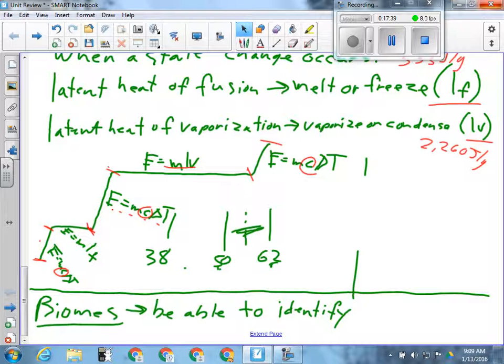Yep, the front page has all that on. It won't have the heating curve. No, you have to remember that shape on your own. No, that was just an example of an ocean current. Ocean currents in general work the same.